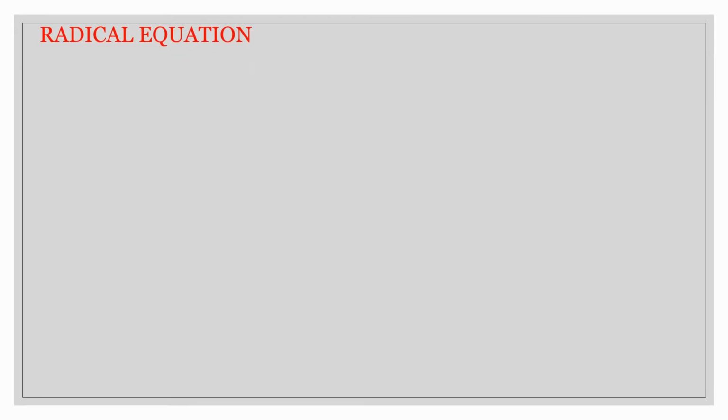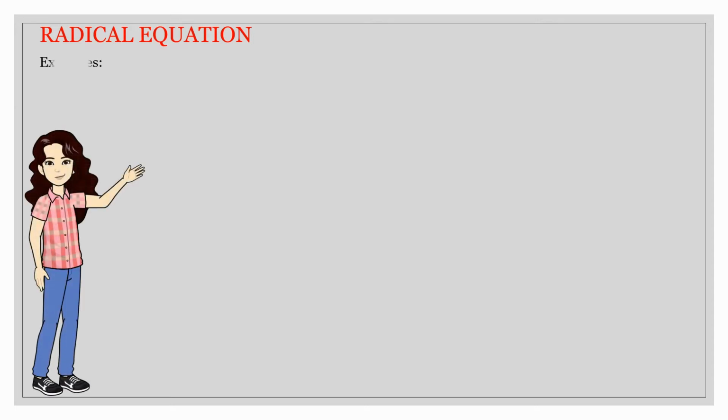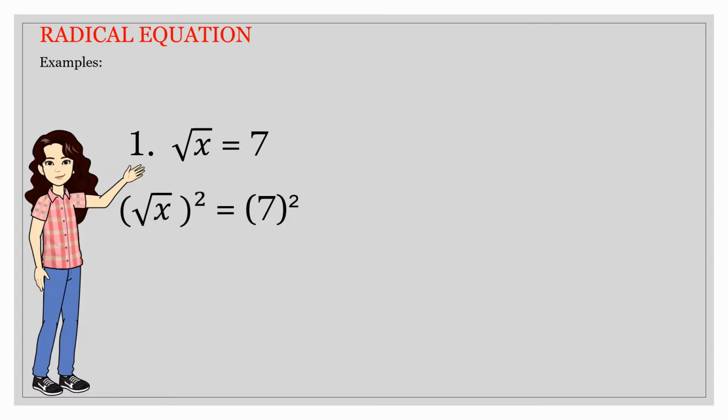So let us give an example and let us follow the steps. So, radical equation, example number 1: square root of x is equal to 7. So we need to write both sides quantity squared, because your index here is 2. So the right side is also quantity squared. Because we need to eliminate the square root sign, it becomes x is equal to 49, because 7 times 7 is 49.